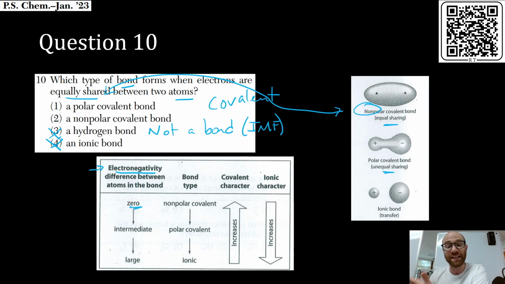Both atoms pull equally on your shared electrons, and then again, your magic word there is nonpolar. So that will point you to choice 2. As it shows in the images, if there is a difference in electronegativity, the two atoms don't pull with the same strength, and you end up with an unequal sharing, which would be a polar bond. And then if it's really big difference, you'll actually get the electrons transferred, and that's your ionic bonding.